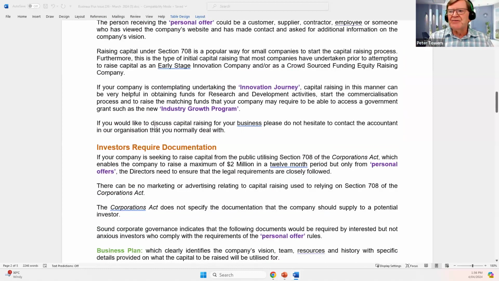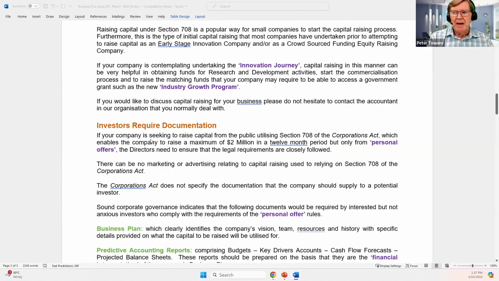And what I omitted to mention before, at the end of each of these articles, there's a call to action. If you would like to discuss capital raising for your business, please do not hesitate to contact the accountant in an organisation that you normally deal with. Now, you can edit this material if you wish. So if you wanted to change that to just say bookkeeper, you can do so. If you wanted to put someone's name in, a couple of our clients actually go through and put the names of their people that they want to be the experts in various components of offering advisory services. So they might have Mary Smith's name there, or Jim Green, or whoever.